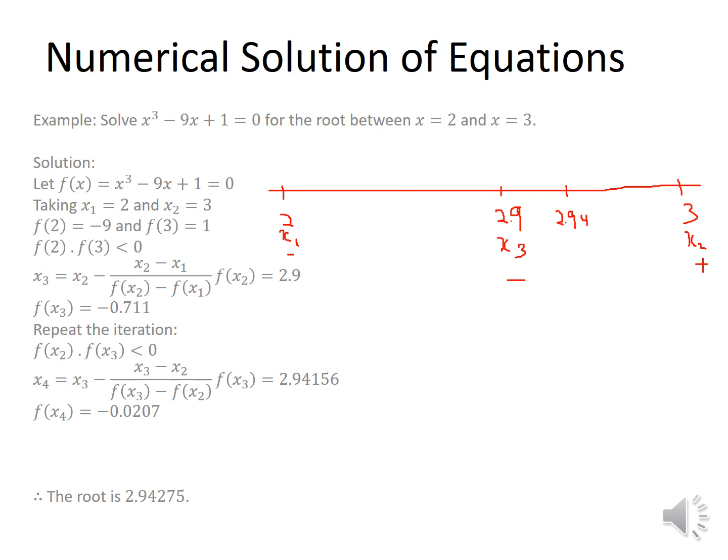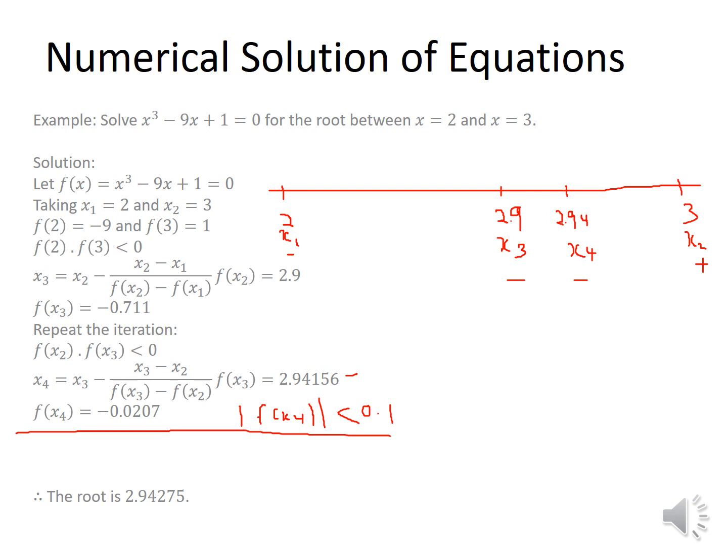The value here is x4. The value is negative. So since the value is small enough, where the condition is the modulus of fx, the output, is less than 0.1, you can stop at this step and you can conclude your answer is 2.942. You can conclude this is the answer. Or if you want to get a more accurate root, you can perform the next iteration.